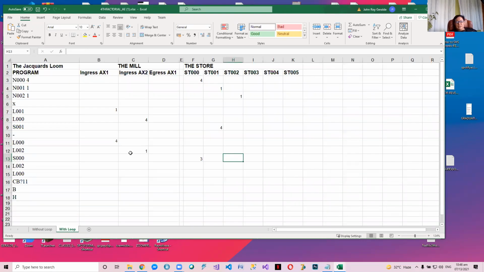Ulitin na lang natin. Can you still see? I hope you can, no? L002. So when we say L002, we will load ingress access 1 with the value from 2. The value from 2 is 1. And then egress access 2 is 00. The value is 3. So set CB 11, which means it will move back 11 if the value is set, which means it's not 0. Okay?